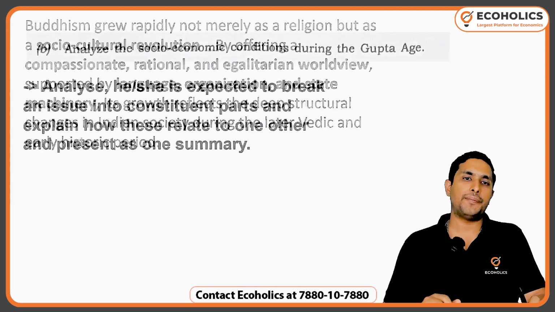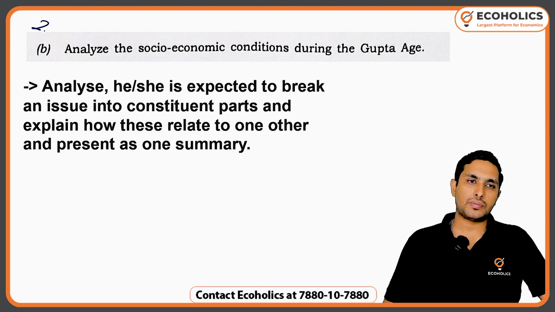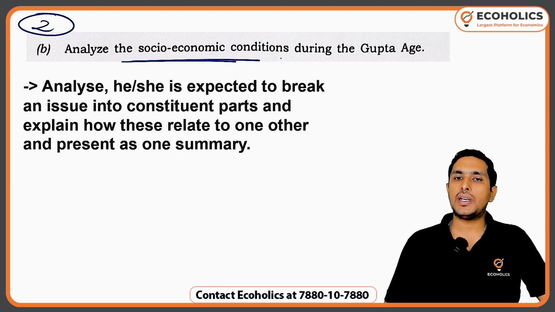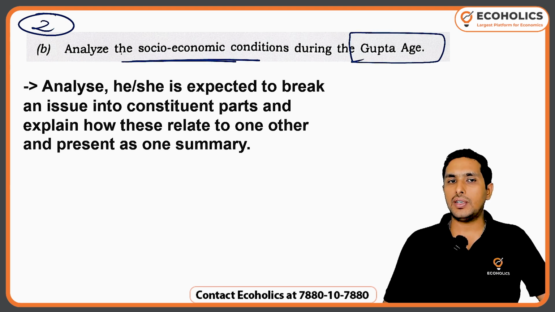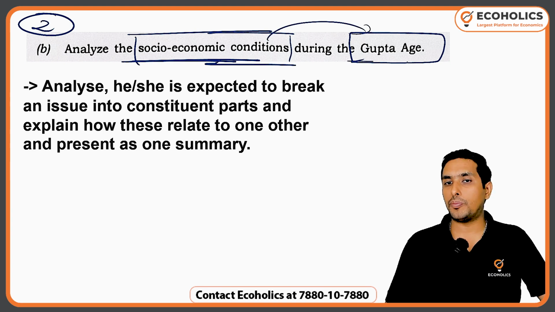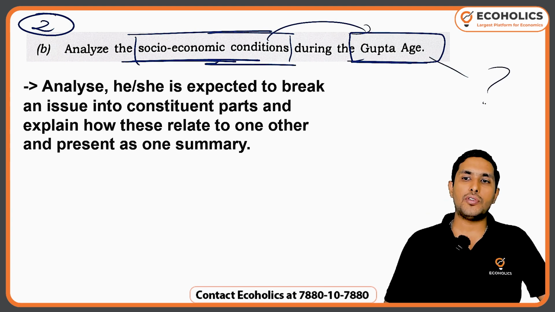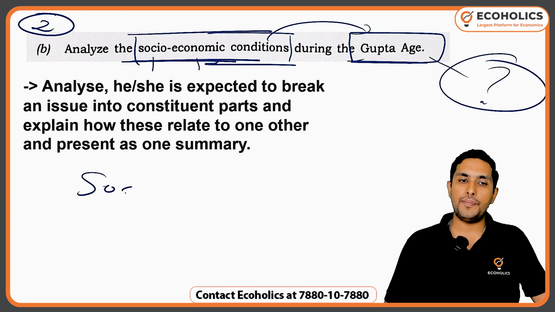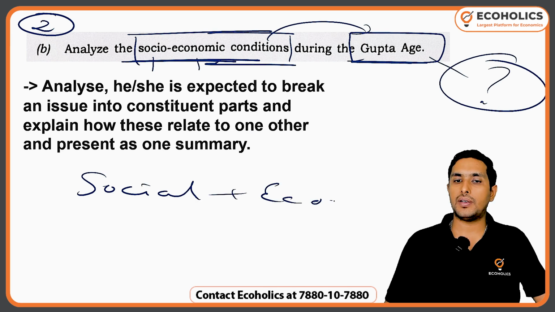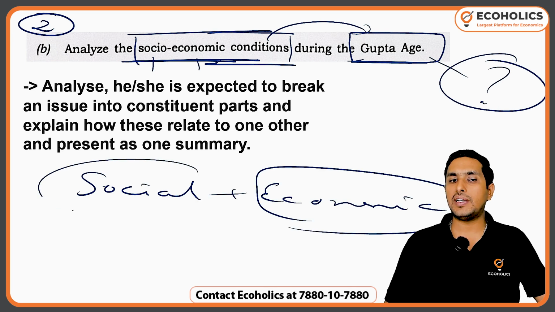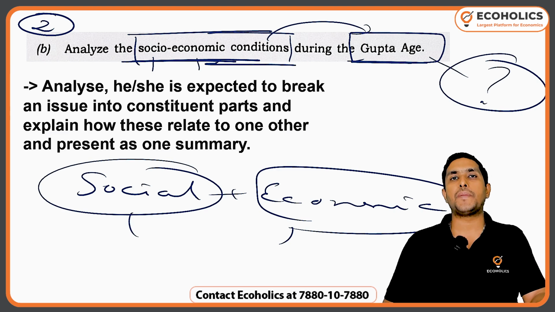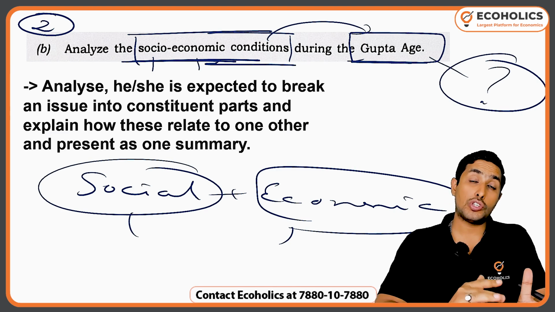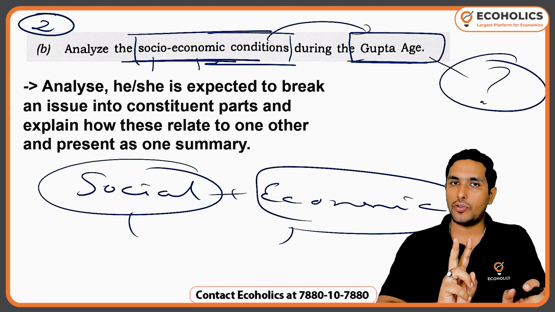Okay, moving ahead. Now we have question number 2, that is: analyze the socio-economic conditions during the Gupta age. Now there are 2 things. One is what we are being asked: socio-economic conditions during the Gupta age. So firstly, you have to know when the Gupta age was in India. Secondly, you don't have to write only social or only economic. You have to write about the social plus economic. That is one thing you have to be very clear about. A lot of students commit this mistake, that they focus more on the social or more on the economic aspect. You have to focus on both.